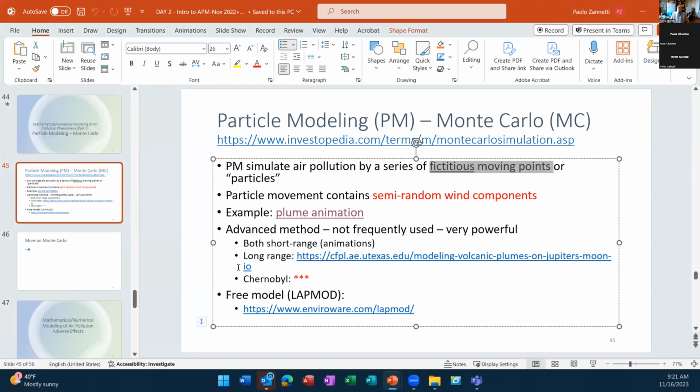But the particle modeling or Monte Carlo modeling is quite powerful for accidents. It is not used very much for regulatory applications, but for accidental releases of 1 hour or a few days it is excellent.